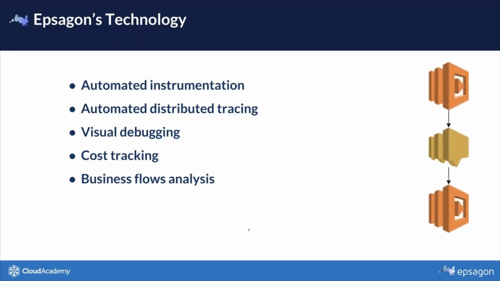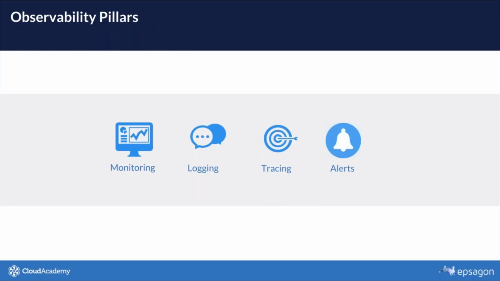Okay, thank you. Yeah. Now we came here specifically to talk about observability, so we'll start first with the pillars of observability, starting with monitoring, then logging, tracing, or specifically distributed tracing, and last but not least, reviewing the alerts as well.